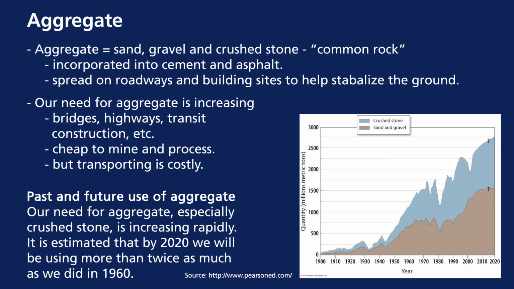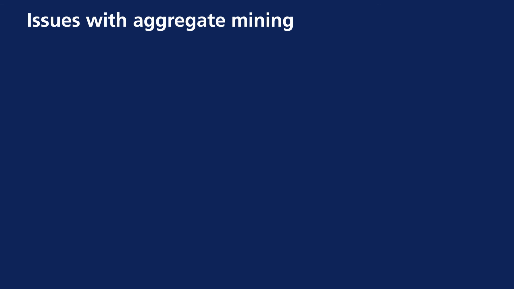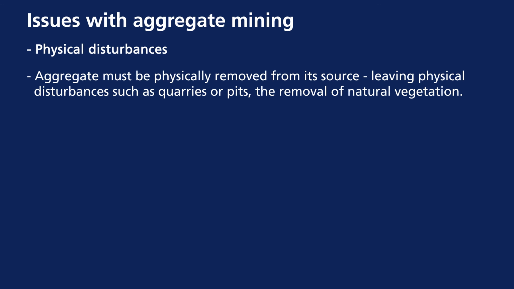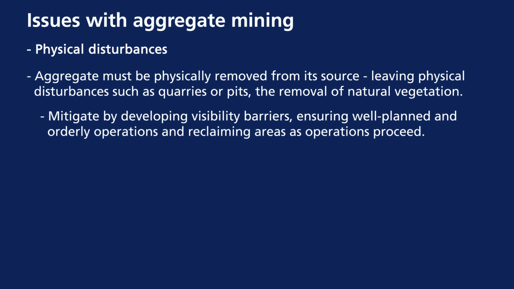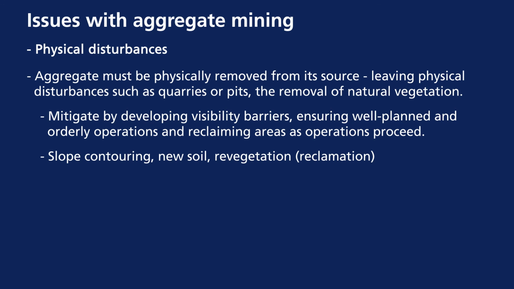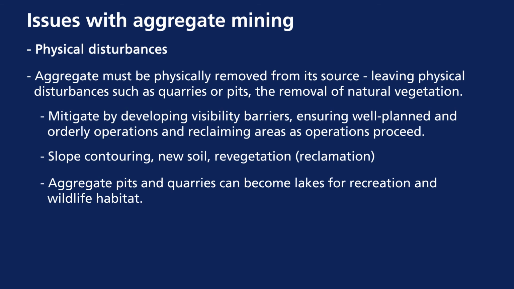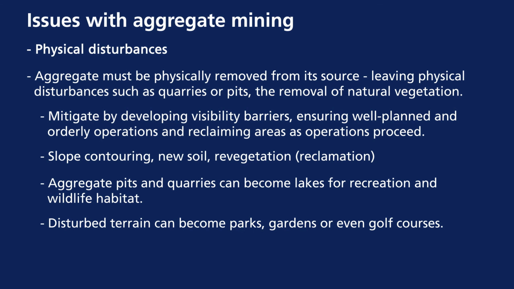Here you see in the table below the amount of crushed stone which we are using through time, increasing dramatically. There, of course, are problems with aggregate mining, physical disturbances, because they must be removed. They form large pits, quarries, which also remove natural vegetation. This, of course, can also be mitigated by having visibility barriers, slope contouring, so new soil and revegetation, reclamation, and aggregate pits can later be filled with water and form lakes and new wildlife habitats. Or again, can be transformed quite often into parks, gardens, and golf courses.